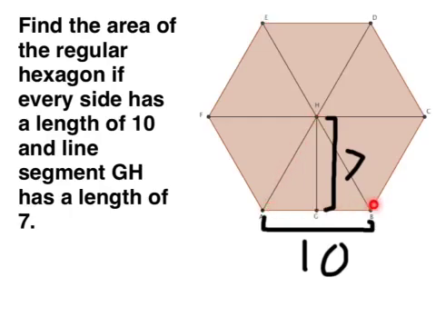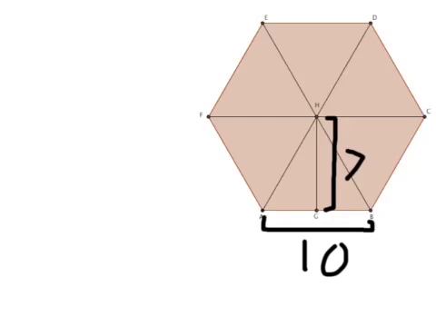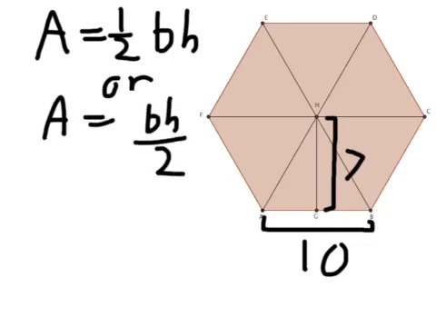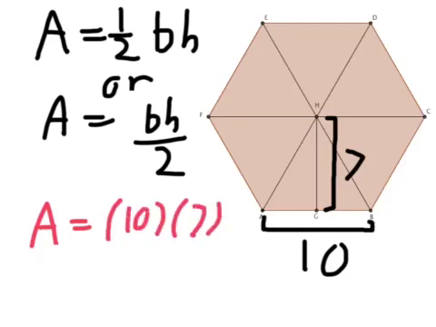Now look at this triangle here. We know the base is 10. It tells us here every side has a length of 10. And we know the height of our triangle is 7, right? It tells us right there. So how are we going to solve for this? Well, we know that the area of a triangle equals 1/2 base times height. Or you could, of course, write that the area is base times height divided by 2. I will choose to use this equation. So our area is going to equal our base, 10, times our height, 7, divided by 2.